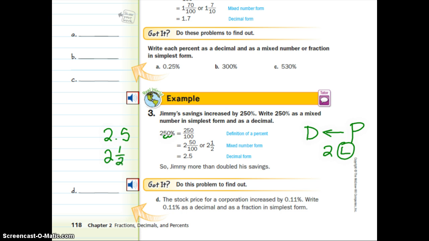You should recognize 0.5 as being half. So again, his increase is more than double, because it was 2.5. That's an awesome return on his money. Okay, your turn. Get it, got it, go. Pause the video.